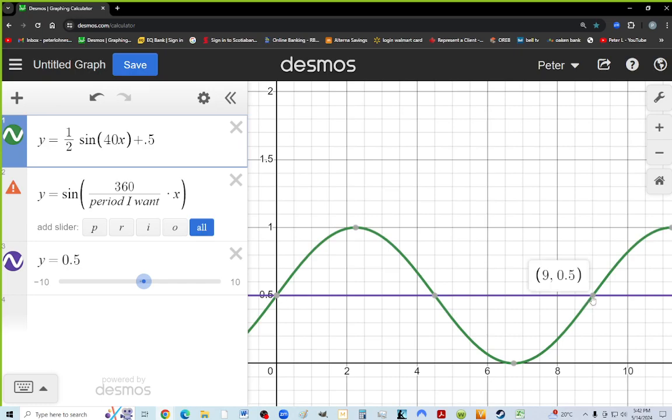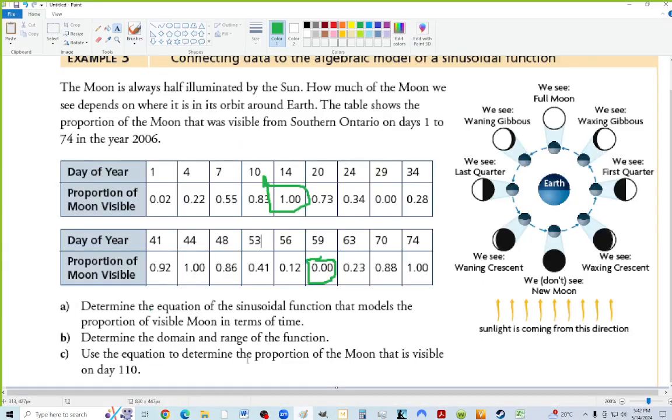I could maybe even use my calculator. 360 over the period I want is such a good tool that every student should know, and nobody does. So screw them all, right? It's a great tool. So back to this.